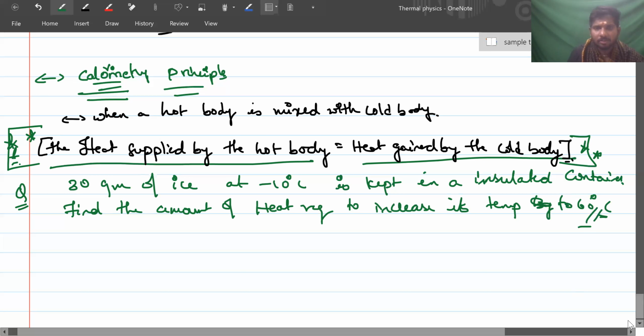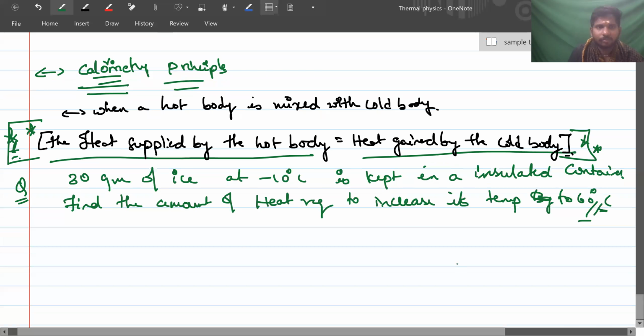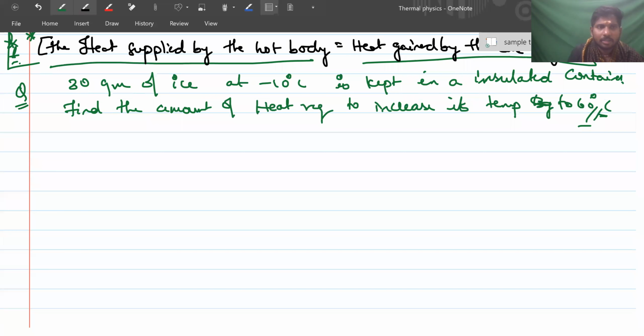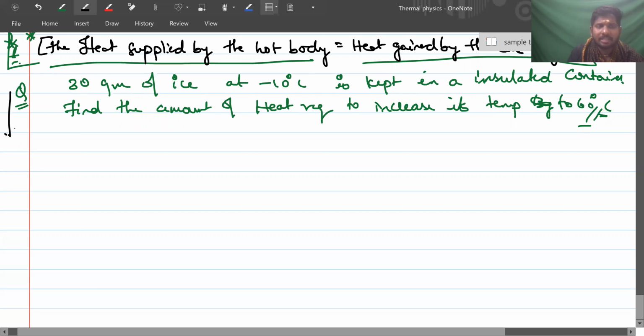May I explain this question? Okay, slowly I will increase the level so that you will understand this concept, and two or three questions are given in the previous years' medical exams and mains exams also based on this concept. Okay, I'll explain.